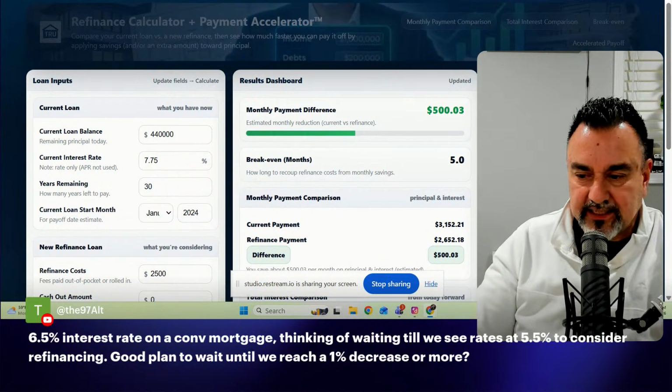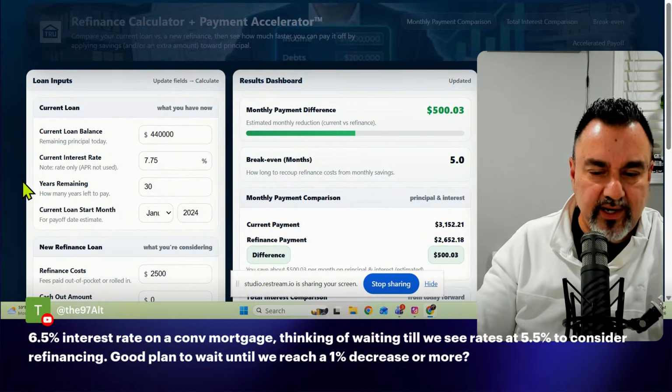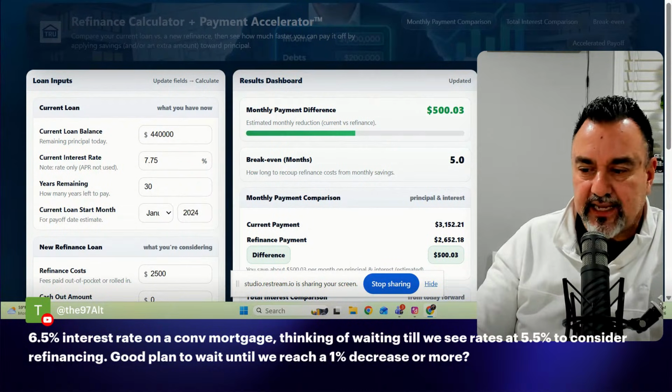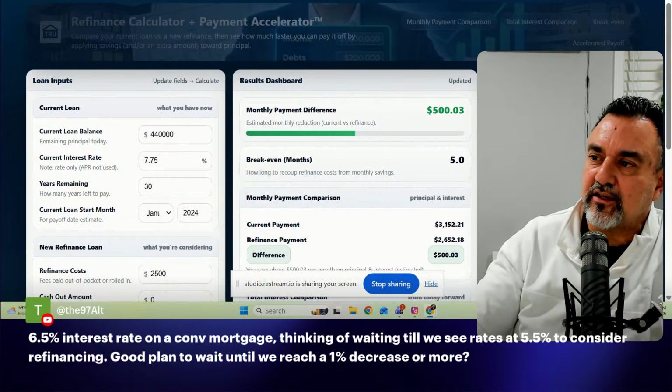So let's get back to the 97, 6.5 rate as a conventional loan. Thinking of waiting. My apologies, you're the one that I just answered. So that is it. If you guys have any more questions, I would love to take anything else. But that's the conclusion for the day.